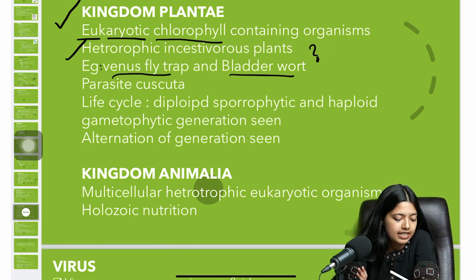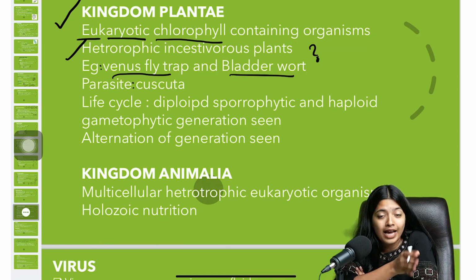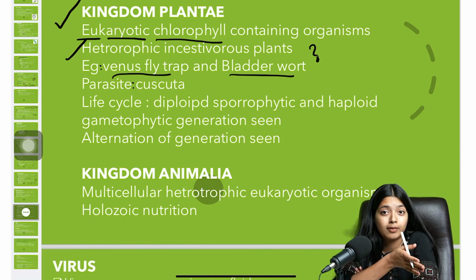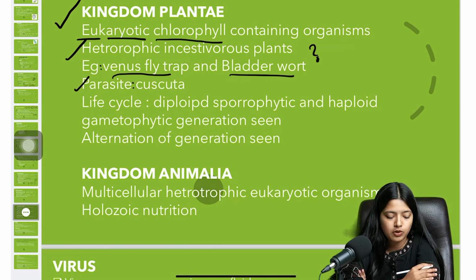Then the parasite is Cuscuta. So Cuscuta is a parasite on another plant, a plant which shows parasitism on another plant. It depends on another plant for food. Okay, so the parasite is Cuscuta.